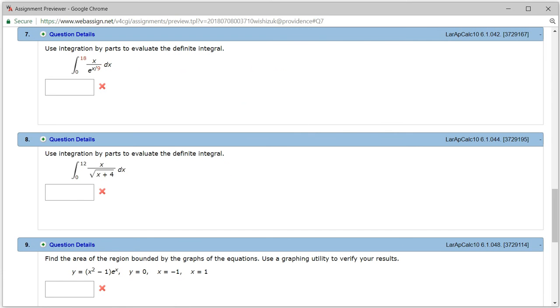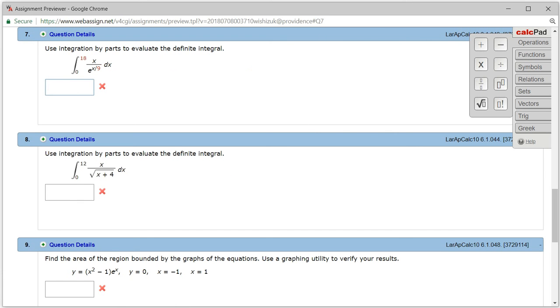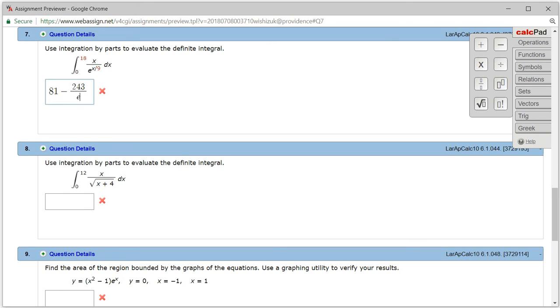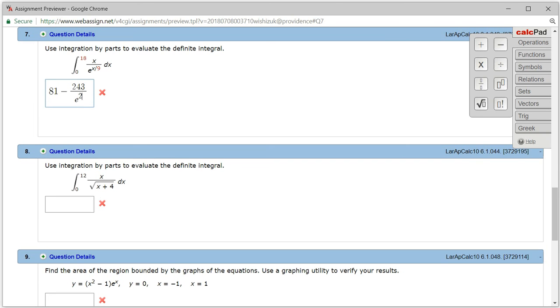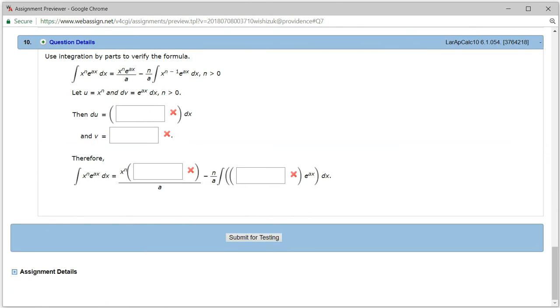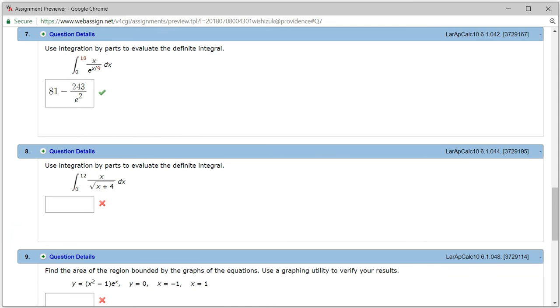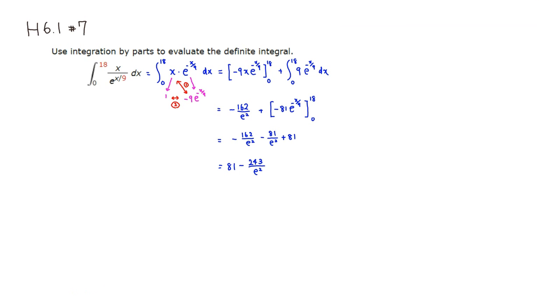So let's type it in. 81 minus 243 over e squared. Let's submit for testing. I came back and it looks like we got this one correct. That's it. I hope that this was clear.